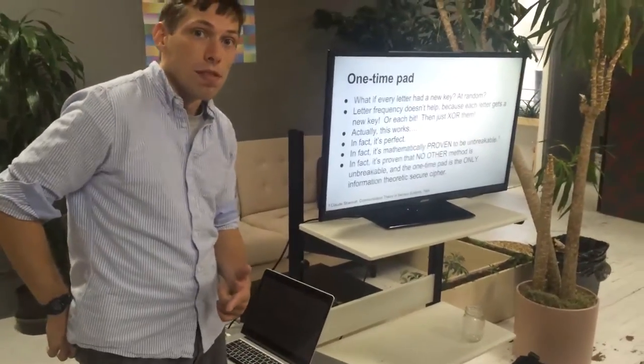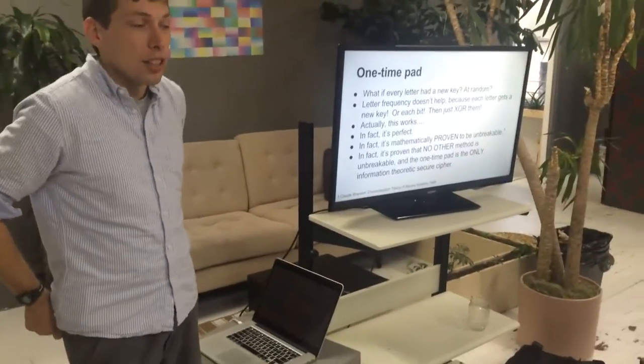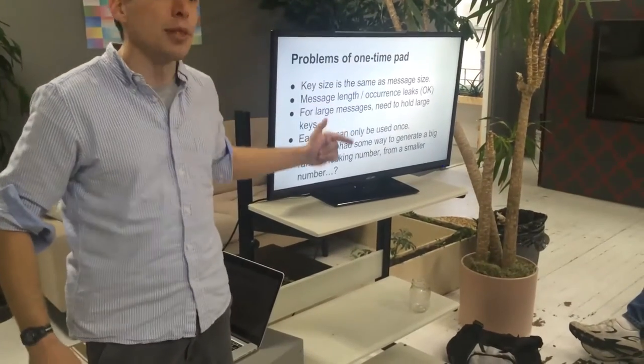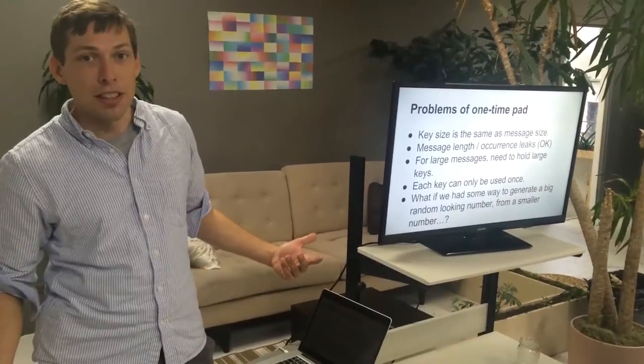So how many sentences could you send without giving away? It depends how big your key is. So that's the next thing. The problem is, the key size is the same as the message size. And once you're out of key, you can't send any more messages.